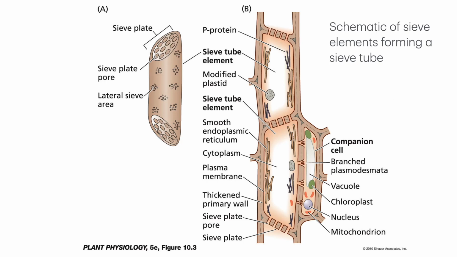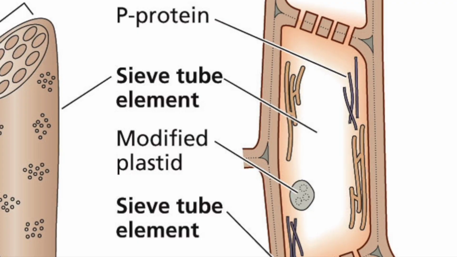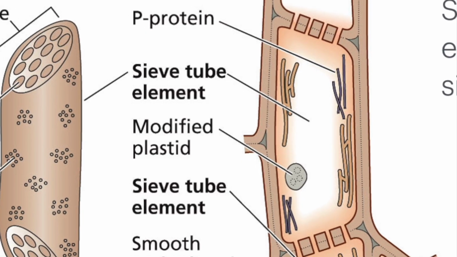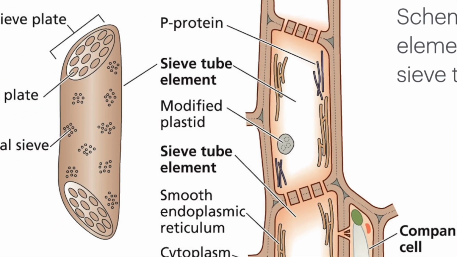And notice there are several components of the sieve tube cells. There are components such as plastids inside of it. There's also P proteins, and there are large spaces in between the cell that allow the movement by mass flow of sugars through the cell and into the next cell through these large pores in the sieve plate. There is a plasma membrane around the cell, and the P proteins that we are talking about here have a special function.